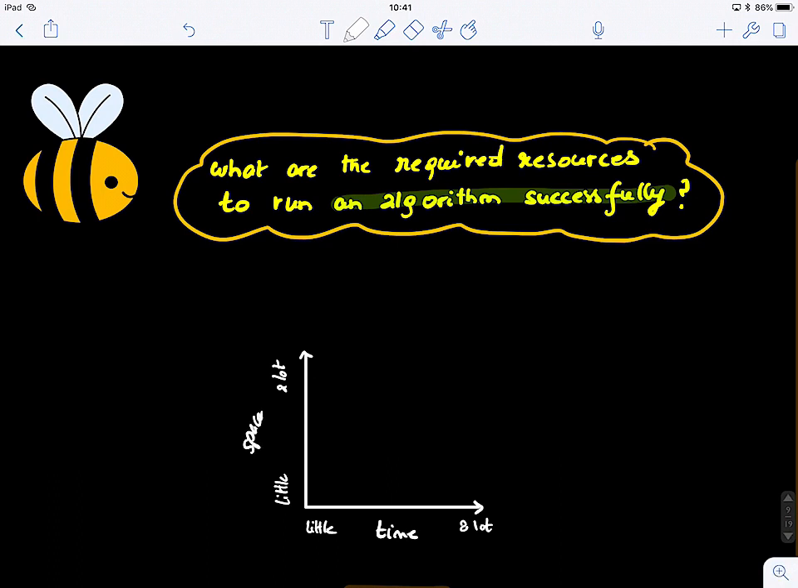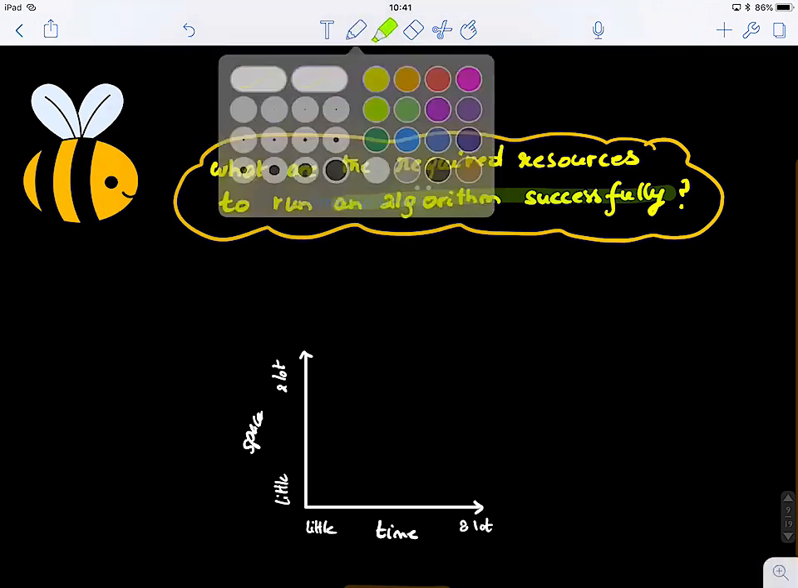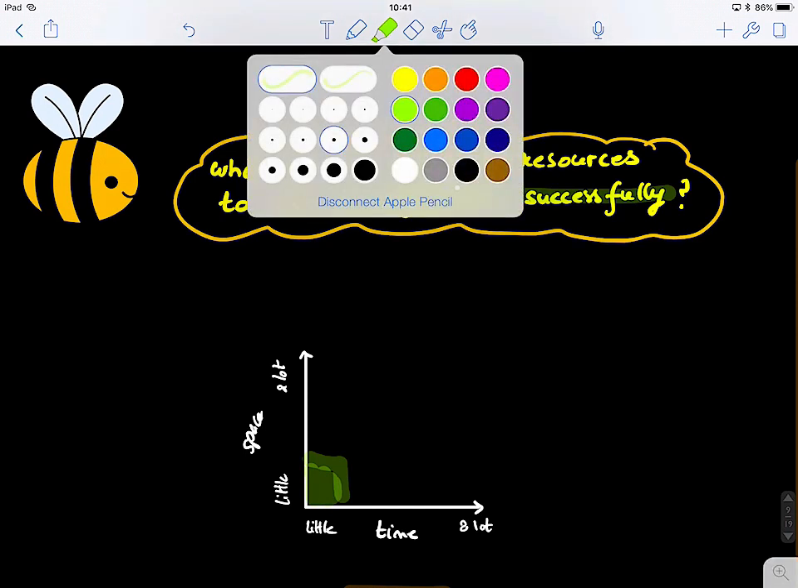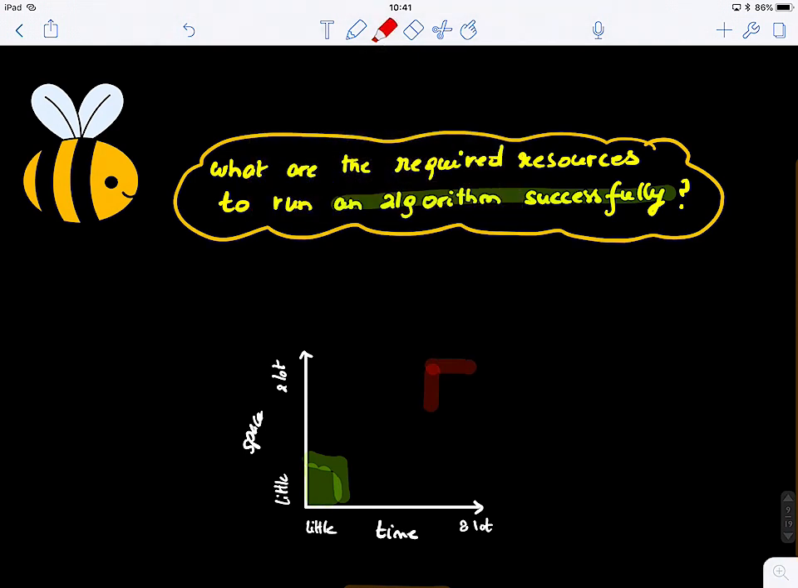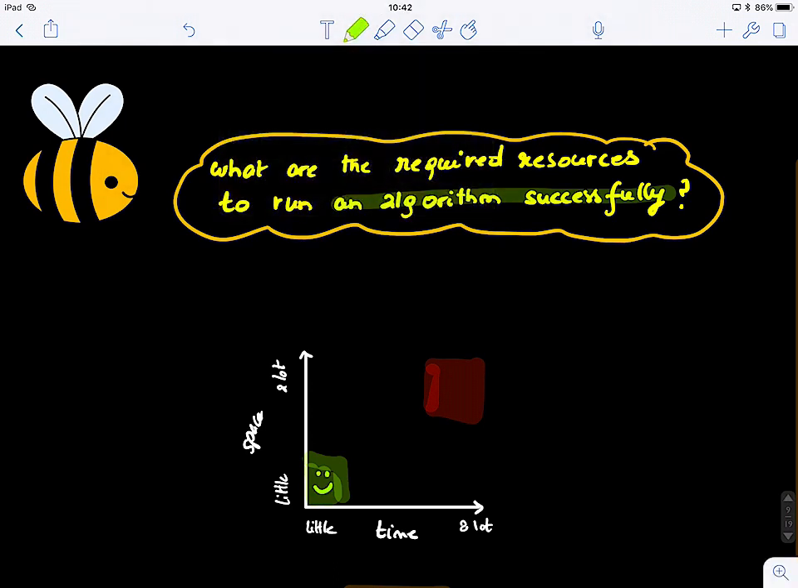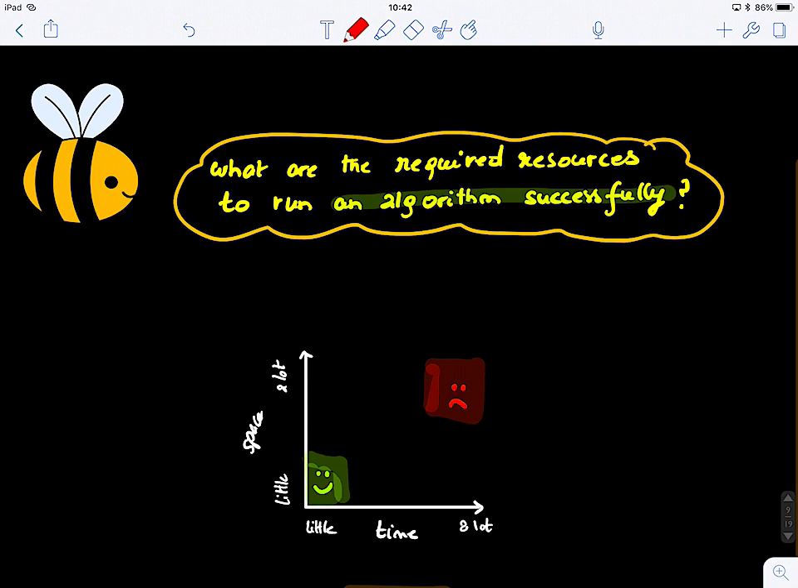So if your algorithm lives in this quadrant, and also maybe in this quadrant, which one is better? Is it the green one or the red one? The green one, right? Of course. So it takes a little time and a little space. So these are the best algorithms. If you design algorithms that take a little time and a little space, that's very good. If they take a lot of time and a lot of space, that's too bad.